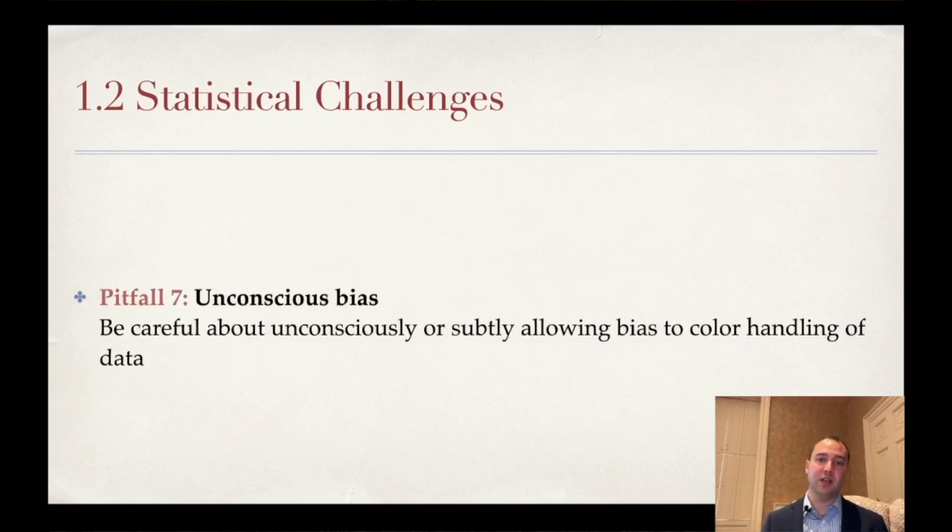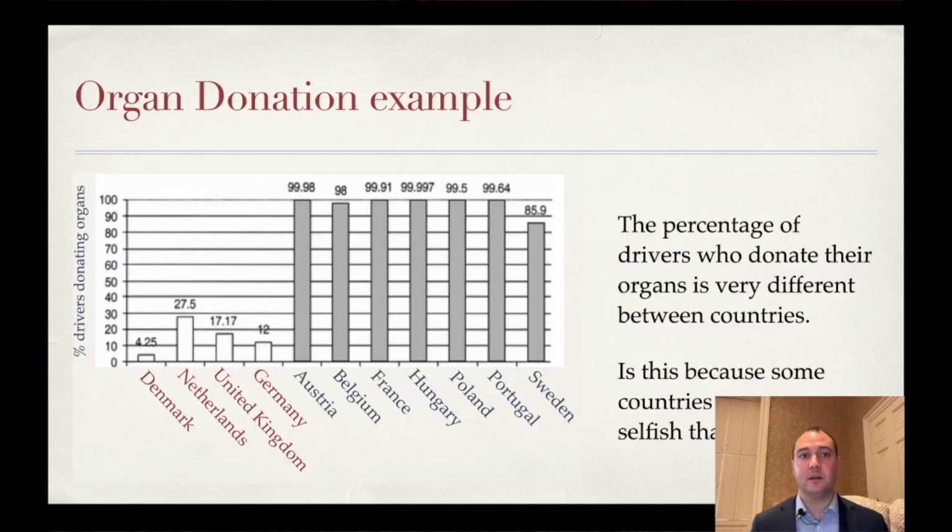Unconscious bias. Be careful about unconsciously or subtly allowing bias to affect your handling of data. Here's a famous example in social science. There are some countries where people are much more likely to donate their organs. So when people die, maybe in a car crash suddenly, what happens to their organs? Do they get donated to somebody else who needs them or not? Well, in some countries, the rate of donation is much higher than in other countries. So why is this? The percentage of drivers who donate their organs is very different between these European countries. Is this because people in those countries are more selfish than in other countries?